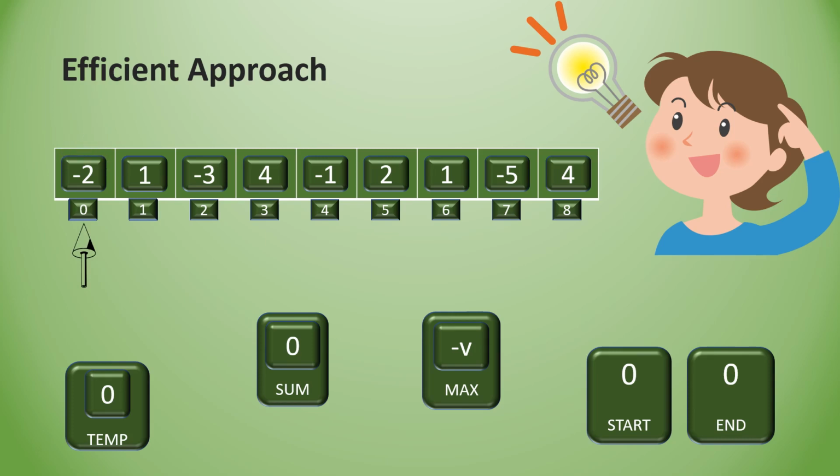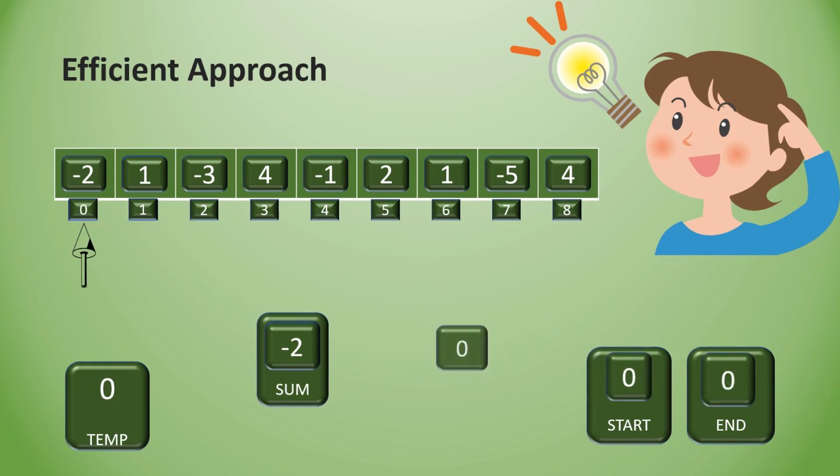We get -2, add -2 to the sum and compare it with the max variable. Sum is greater than max, so we will update max, update start, update end. Now we will check: if sum is less than 0, we will put 0 into the sum variable. Also update the temp variable because from the next index a larger sum subarray can start. Why are we doing this? Because carrying a negative sum will be of no use, since we want to maximize the sum.